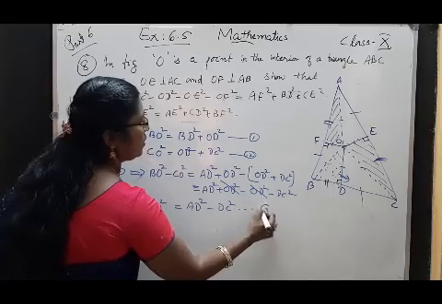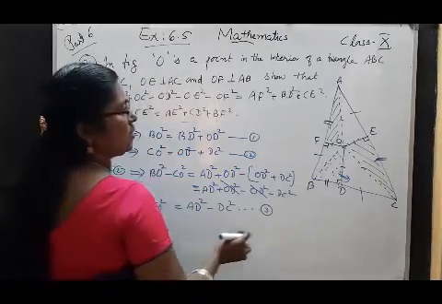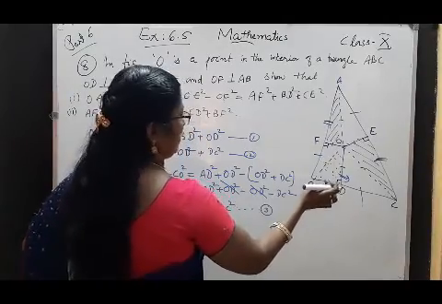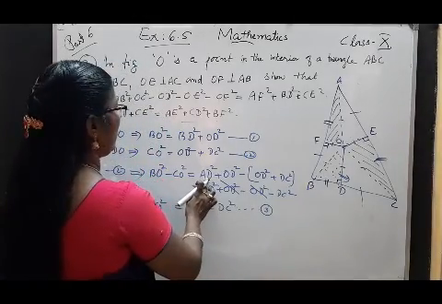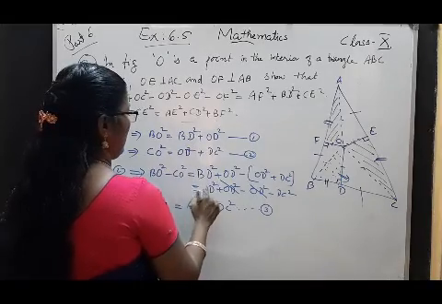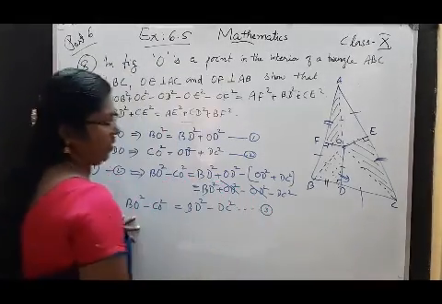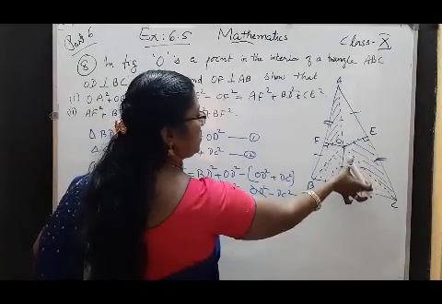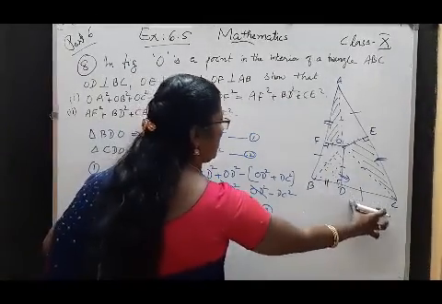Now, equation number 3. Here BO square minus CO square equals, where is AD? Is it AD? No, it is BD. The first one is BD. BD square minus DC square. Listen. BO square minus CO square equals BD square minus DC square.